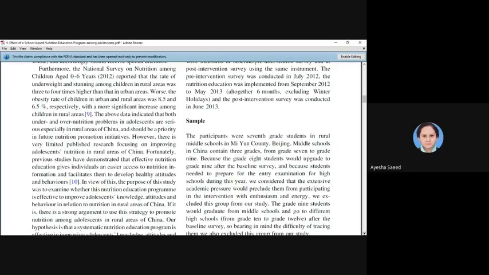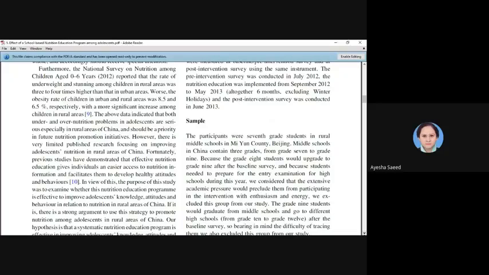Middle schools in China contain three grades, from grade 7 to grade 9, because the grade 8 students would upgrade to grade 9 after the baseline survey, and because students needed to prepare for the entry exam for high schools during this year, we considered that the extensive academic pressure would preclude them from participating in the intervention with enthusiasm and energy. We excluded this group from our study. 8th and 9th graders were not selected because of the academic pressure. Therefore, the first year of the middle school was selected.